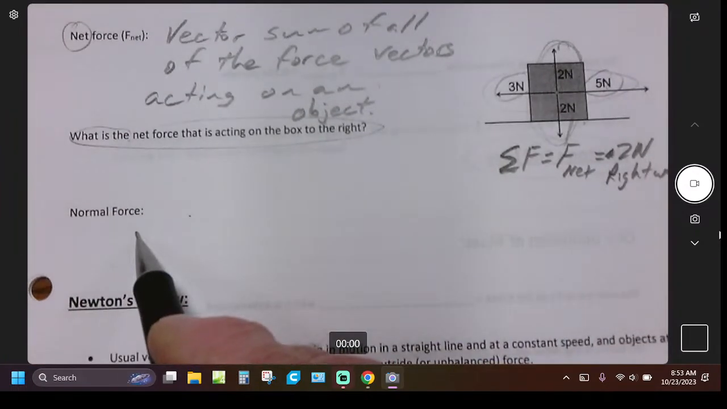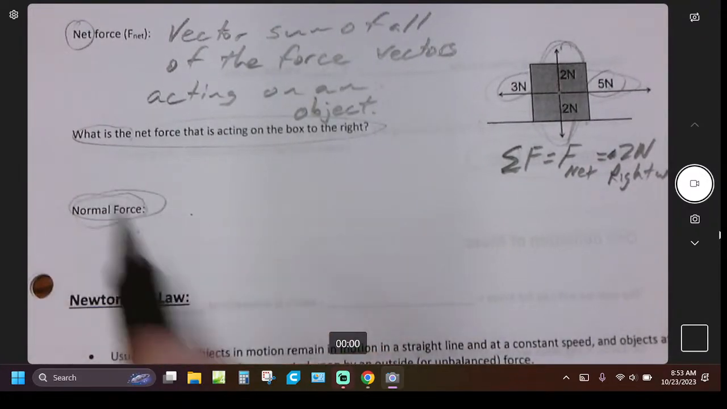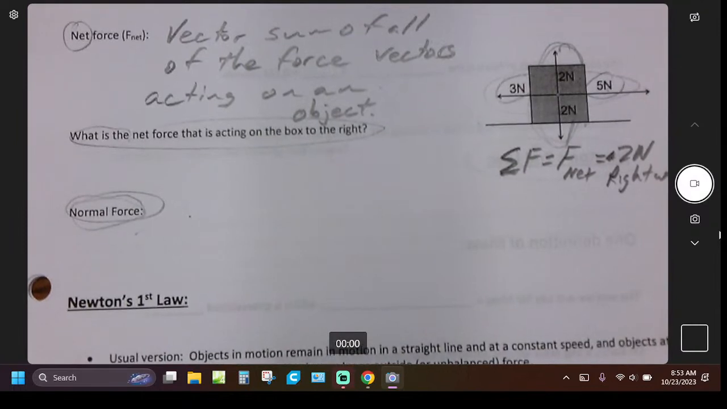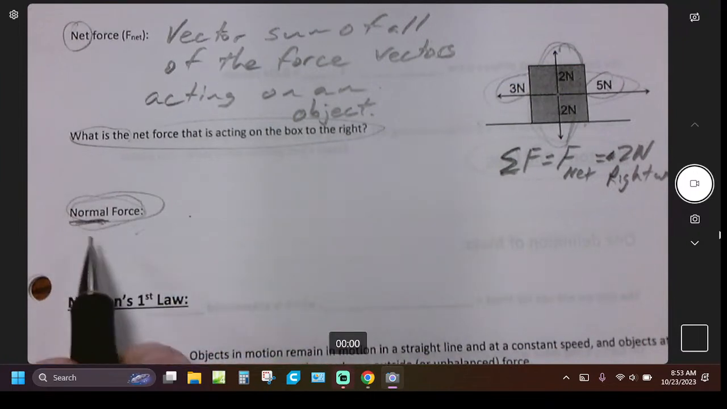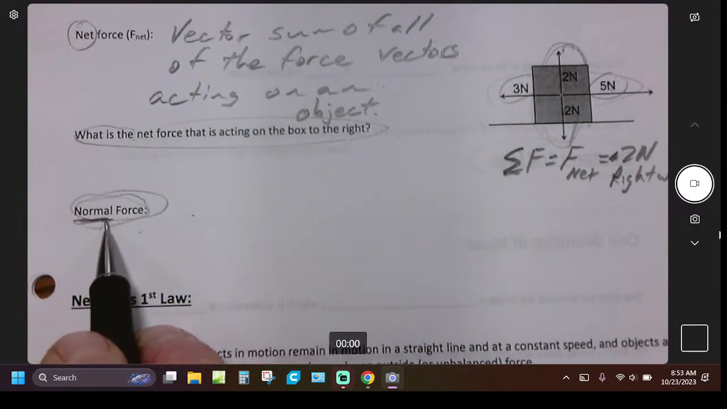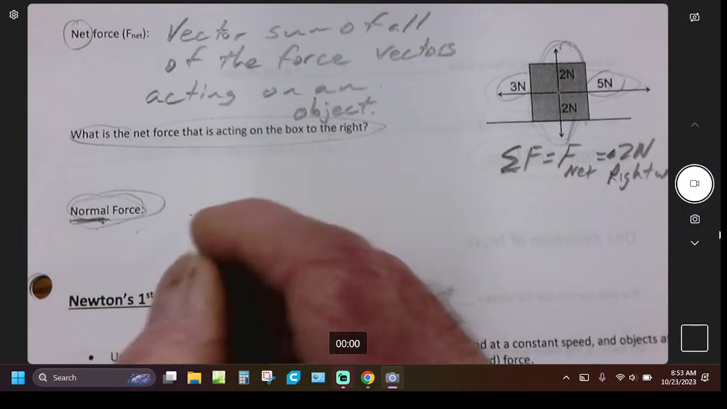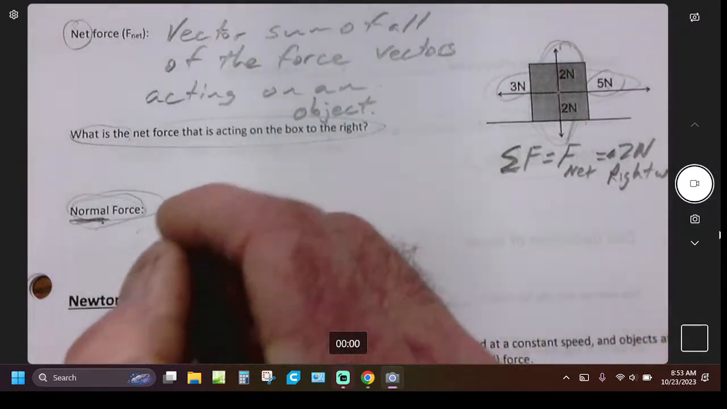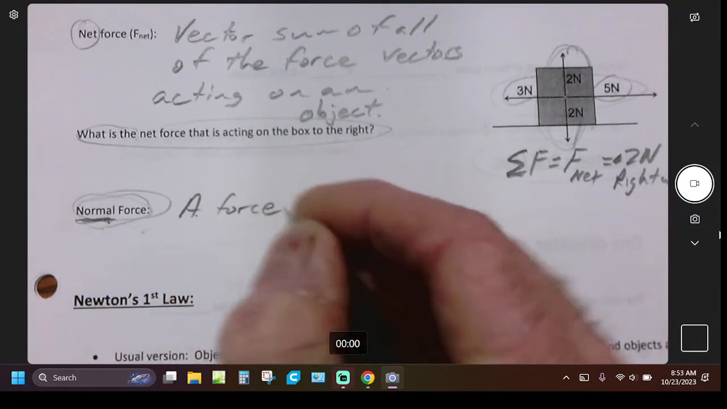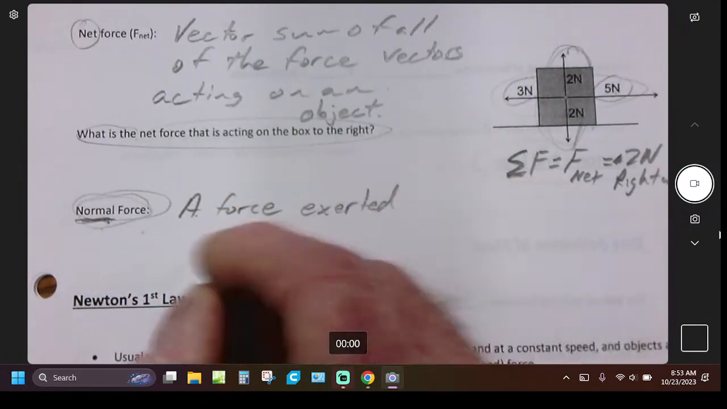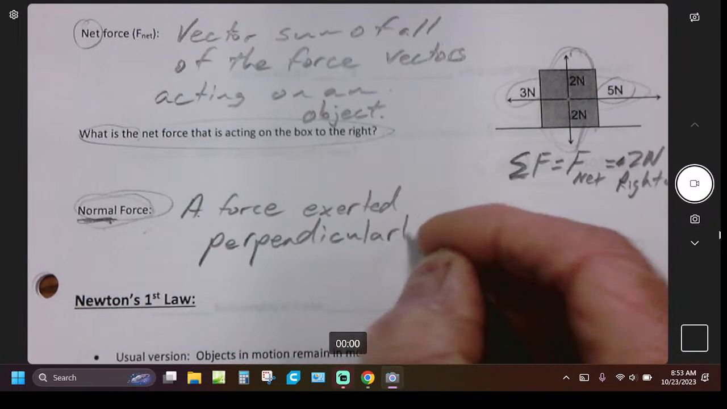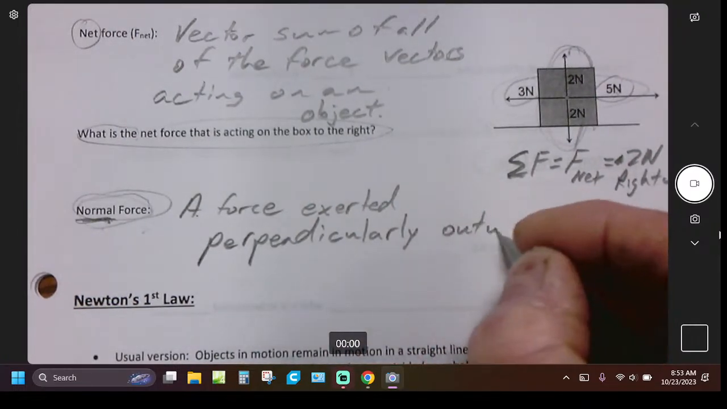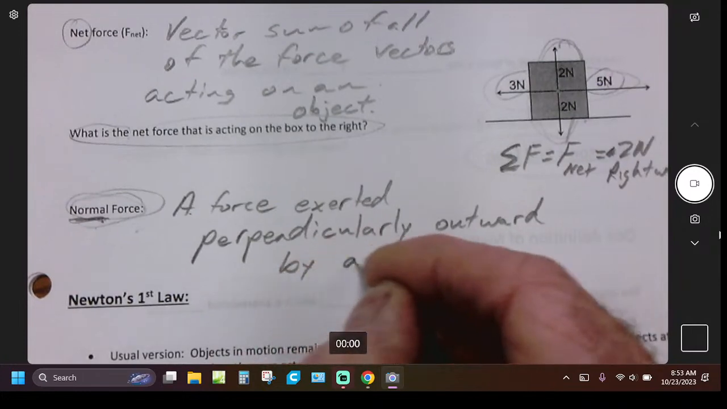Now there's a weird term. Has anybody ever heard of normal force before? Okay, Max. So not many of you. It's just a specific name for a force that's exerted by a surface outward and perpendicular. So I'm going to write my definition of it. It's a force exerted perpendicularly outward by a surface. That's not really that important for today, but we should do it because it's going to come up soon. I'm going to be using that.